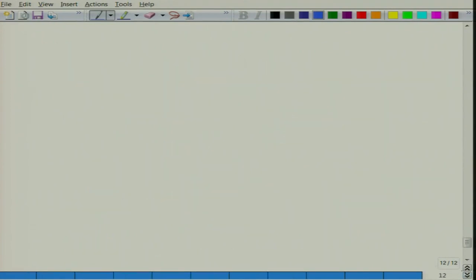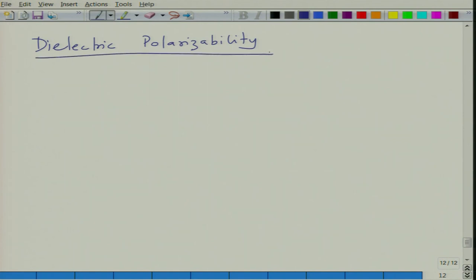Anyway, so now another quantity that we introduce here is called dielectric polarizability. Basically, dielectric polarizability is the ability of a dielectric material to polarize. Okay, so the higher the dielectric polarizability, the more the dipole moment is going to be. So the dielectric polarizability of a species is defined, and it's called alpha. So for a species i I define alpha i, and this is equal to mu i divided by E.